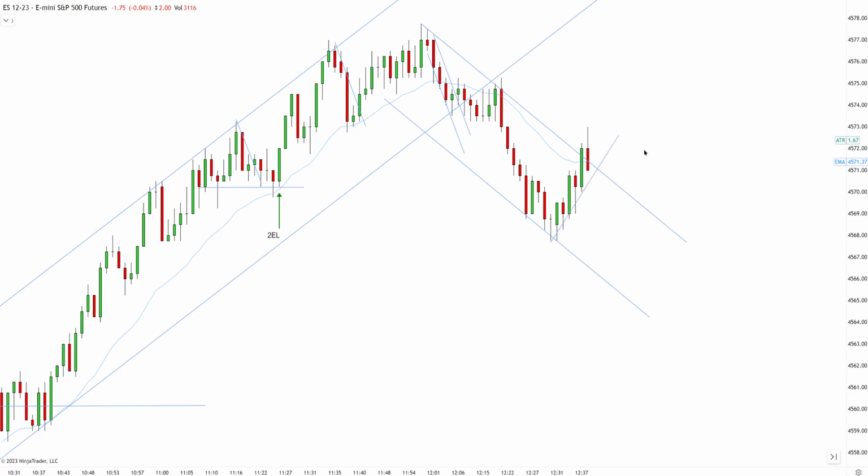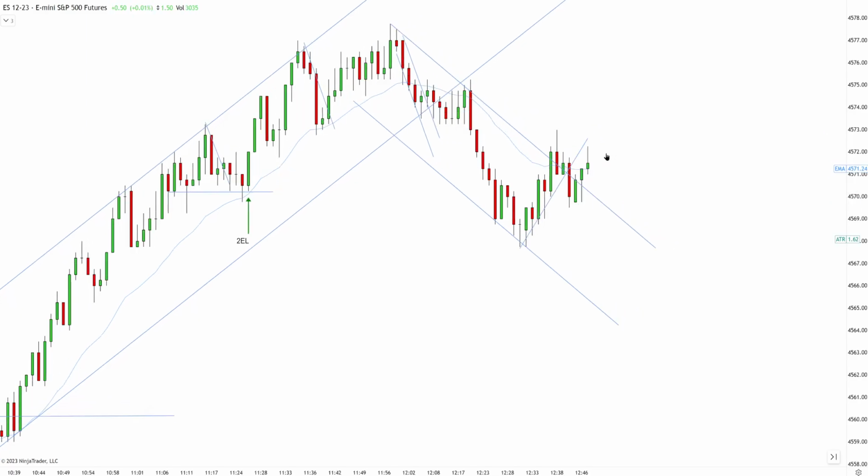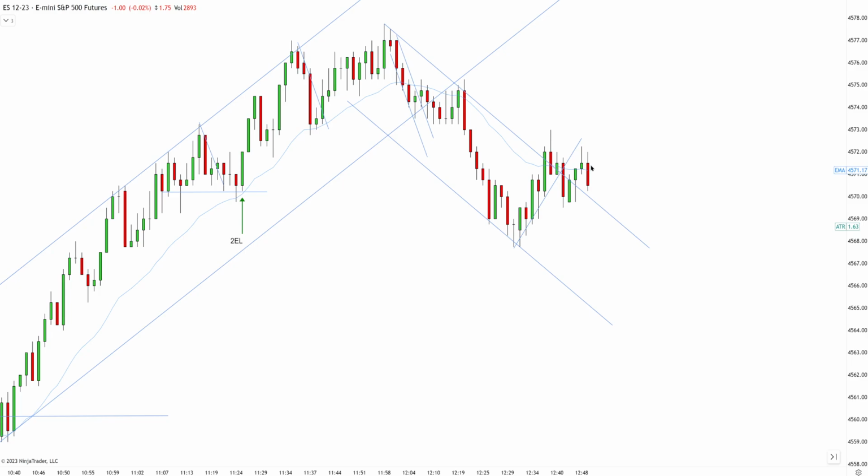I'm going to redraw the short-term uptrend. Okay, we have a new low, first entry short, second entry short. But problem is the signal bar is bullish doji above EMA.